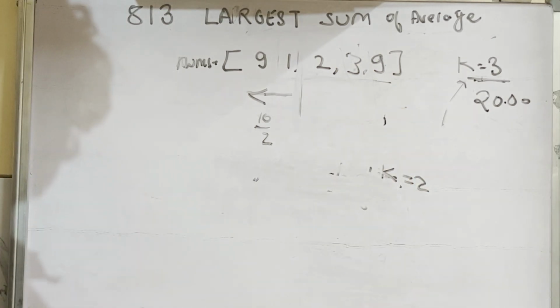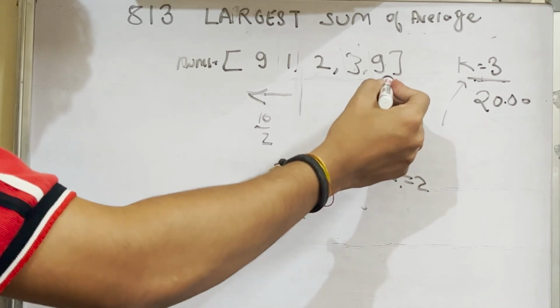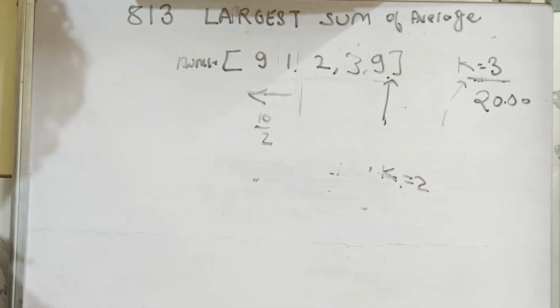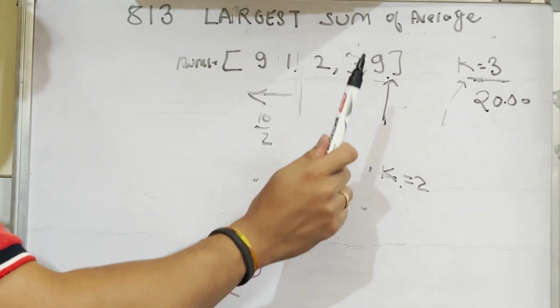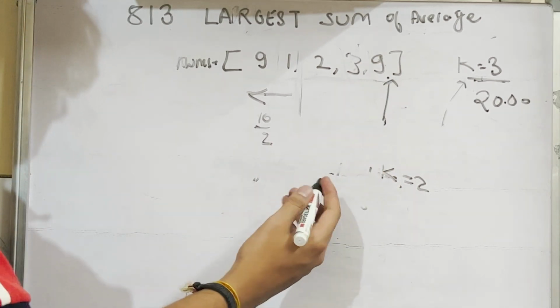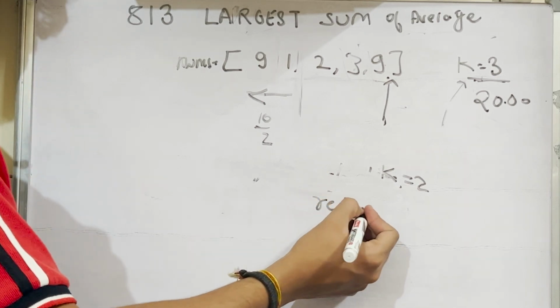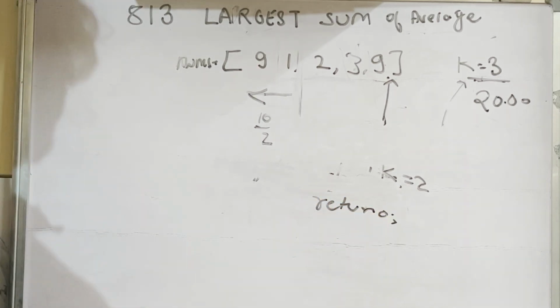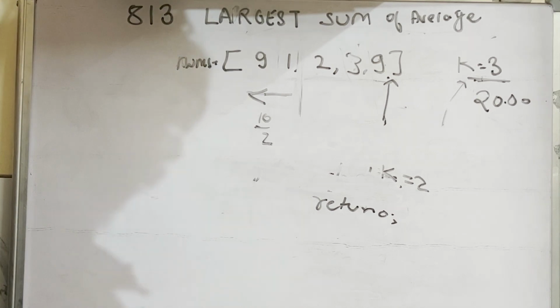What will be your base case? The base case is simply that if you reach the last index, or the pointer that you are having is out of this array, you will simply return 0. Okay, as simple as that.